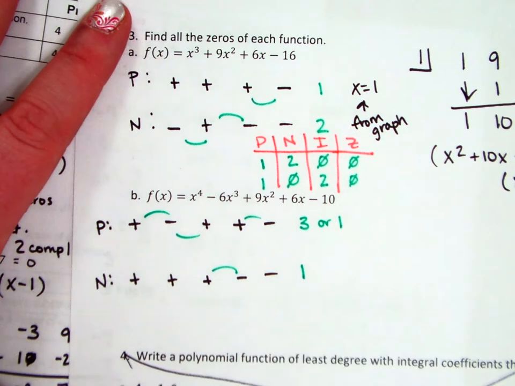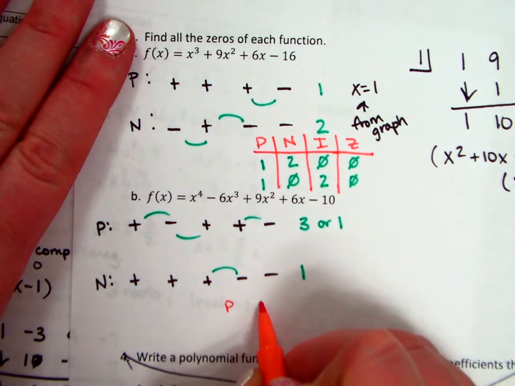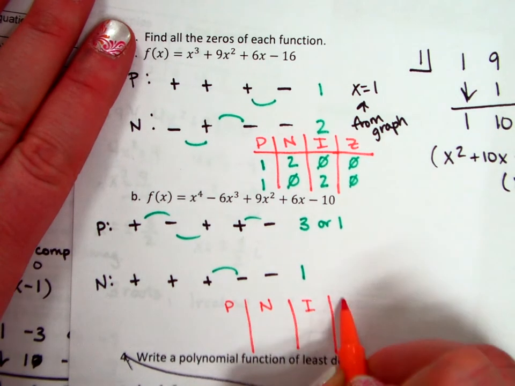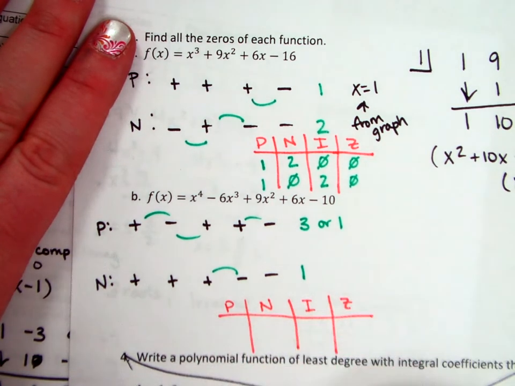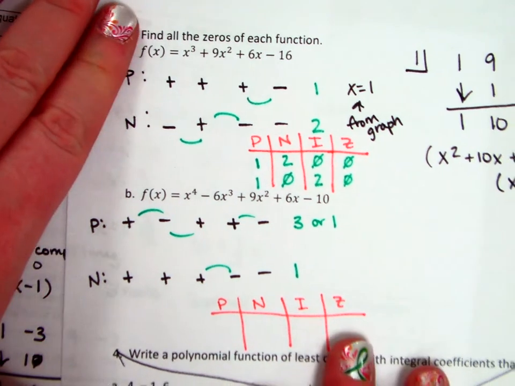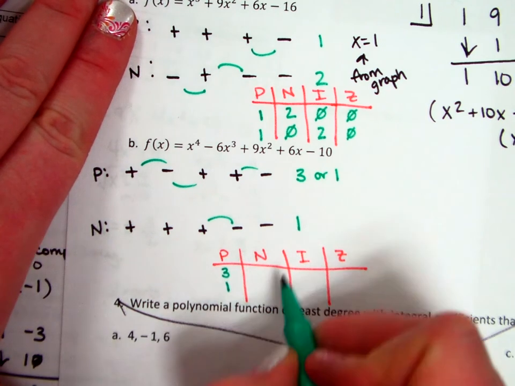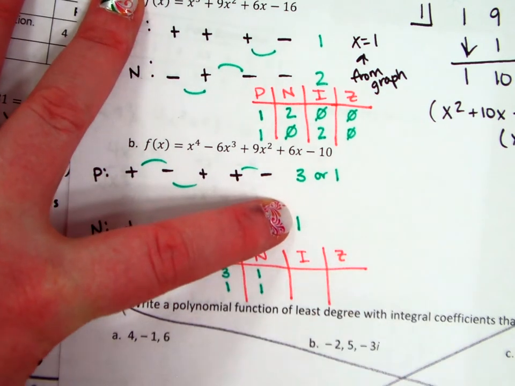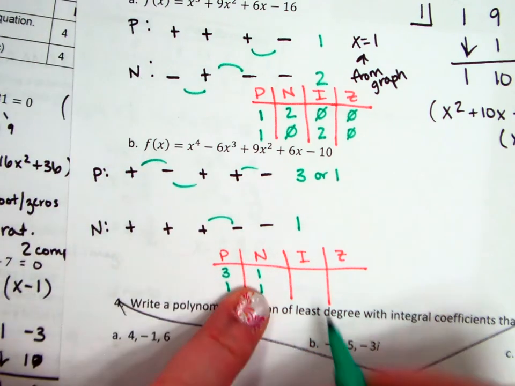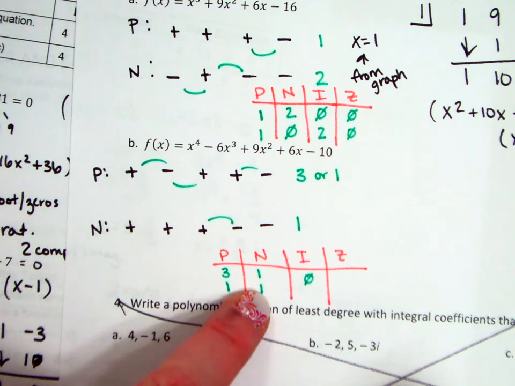Okay. So now on my chart, positive, negative, imaginary, I know I have to have 4 solutions, possible of zeros. Okay, so I have 3 or 1. I know I have to have 1 no matter what. Okay, 3 or 1, 0, 0, 1, 1, and 2.